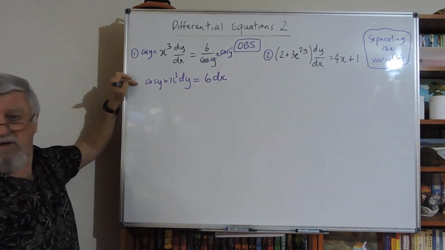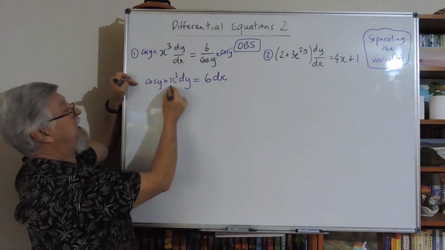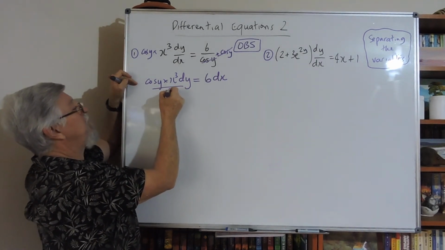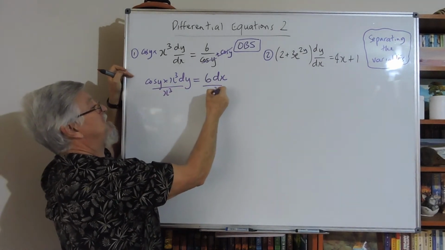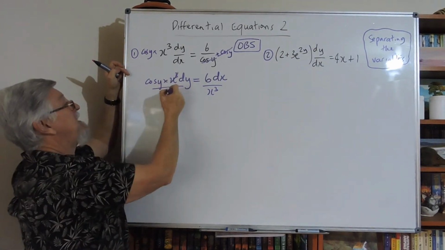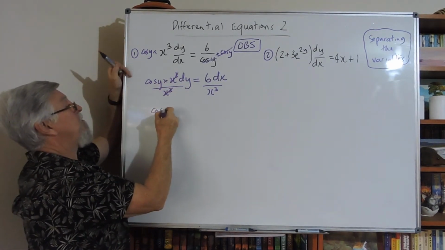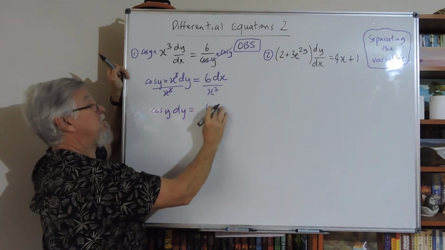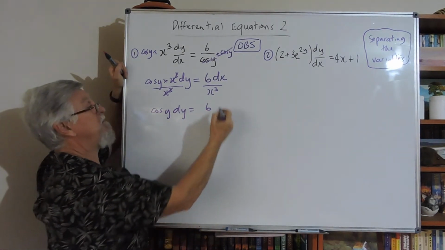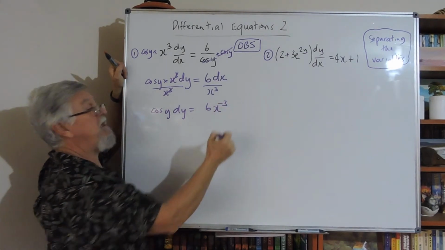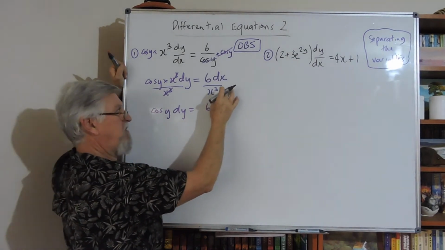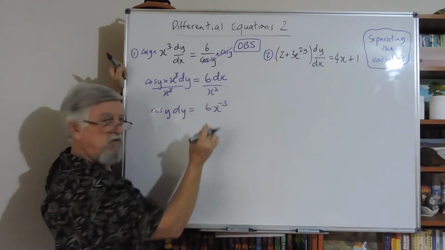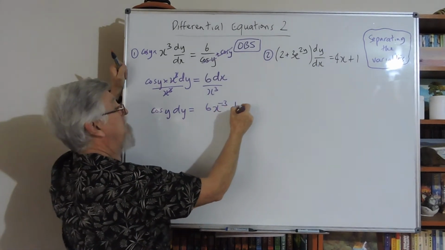So let's have a look at what we've got now. If I want to get rid of the x cubed, I divide this side by x cubed, I divide that side by x cubed, and then they cancel, and I've got cos y dy equals 6. Now I'm going to write this at the moment, this will be handy in a moment, as x to the minus 3. If I move it from the bottom of a fraction to the top, the index changes its sign. So then I've got that with a dx.